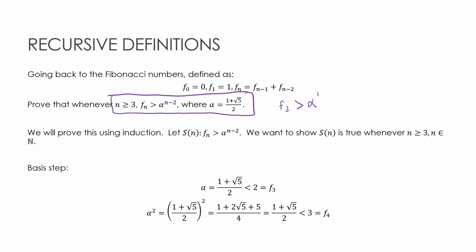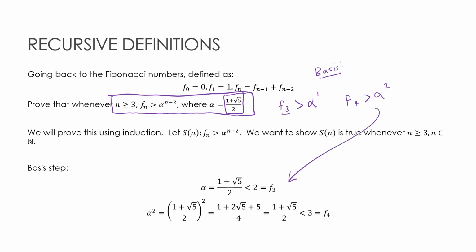And then they give me a value for alpha, 1 plus radical 5 divided by 2. So if I'm going to prove this using inductive reasoning, I first have to start with the basis step. The basis step in this case would have to be that I'm finding both f of 3 is greater than alpha to the first and f of 4 is greater than alpha squared. So that is what I've done down here.